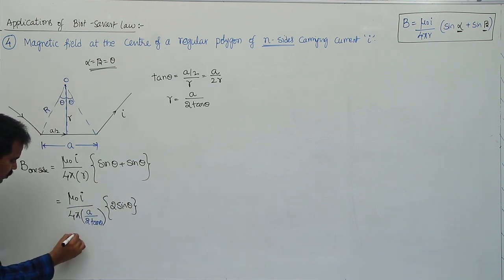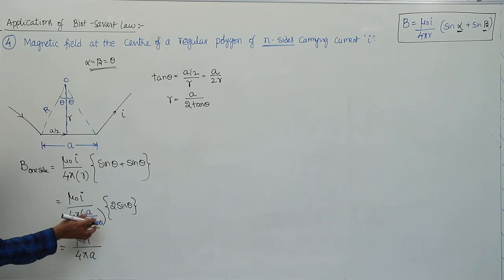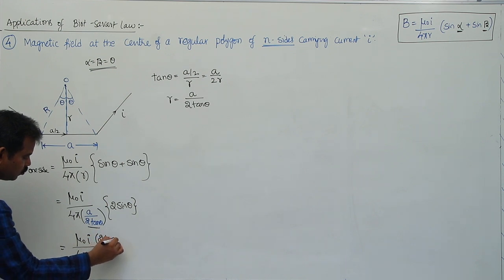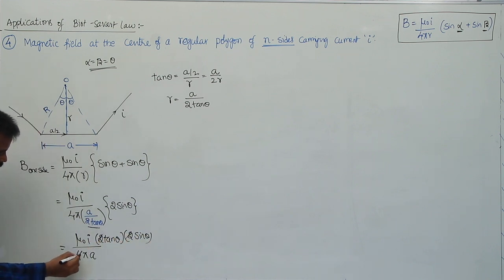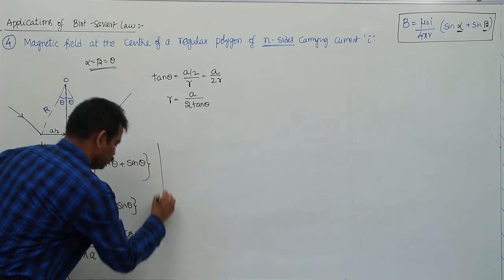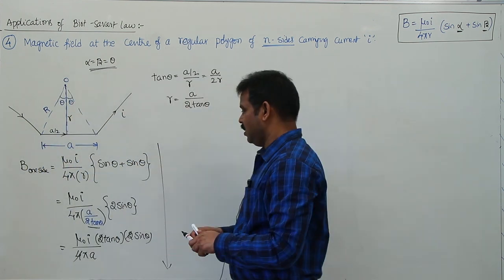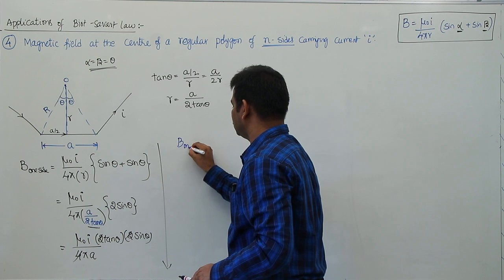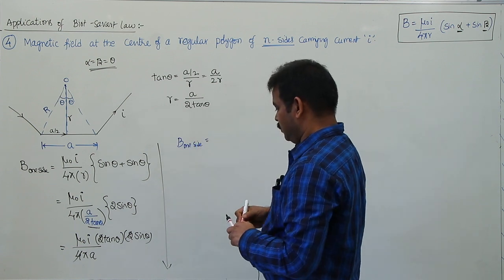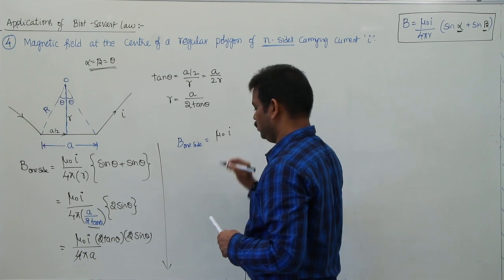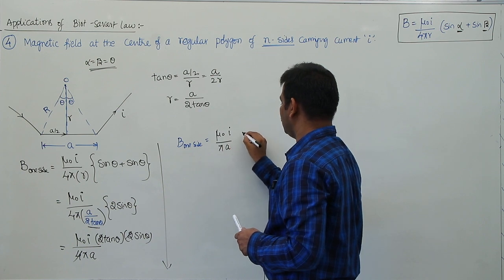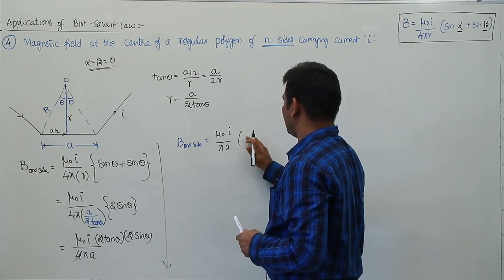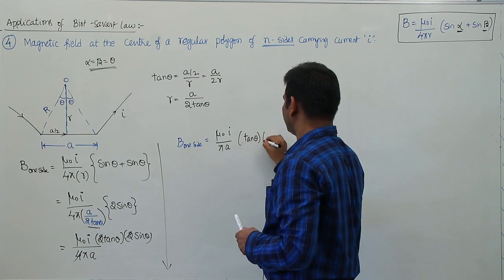Now this can be represented as mu naught I by 4 pi A. This 2 tan theta will go to numerator, so this is 2 tan theta into 2 sin theta. These 2's are 4 and this 4 gets cancelled. So the magnetic field due to one side of a regular polygon is given by: magnetic field B due to one side is mu naught times the current into tan theta into sin theta by pi A.